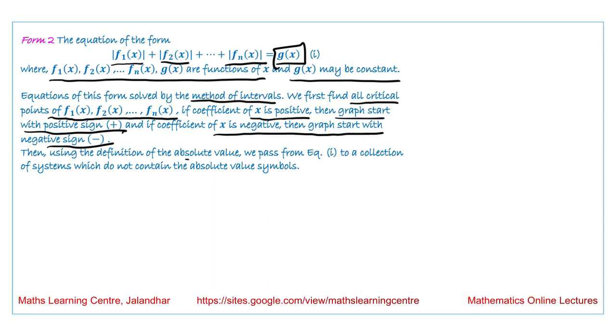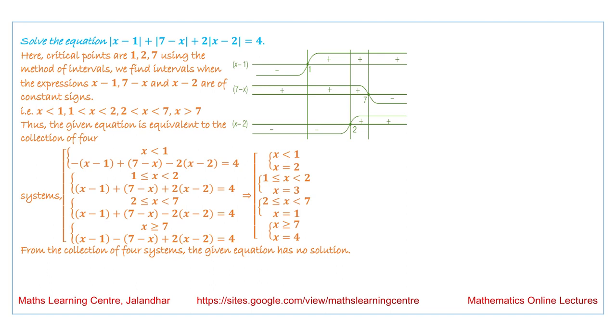Then using the definition of absolute value, we pass from this equation 1 to a collection of systems which do not contain the absolute value symbols. So in this question it is given that mod of x minus 1 plus mod of 7 minus x plus 2 mod of x minus 2 is equal to 4.